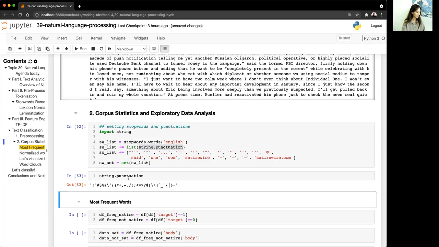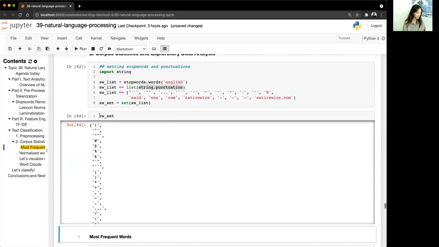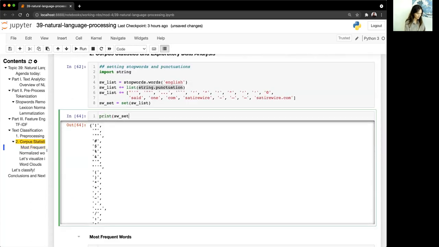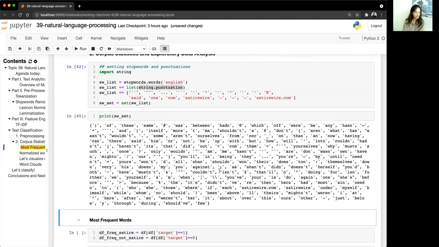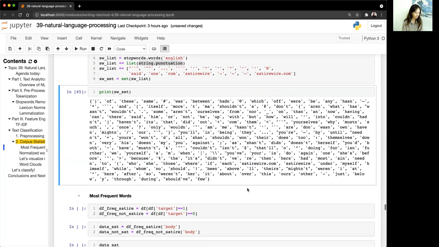So that's really neat. And then if we take a look at our stop word list, or stop word set, I mean, this is our new stop word set. Actually, let me do a print statement so it all comes out in one line. There we go. This is our stop word set now. So you can see it has the words that we've added ourselves. And we're going to use this later too.